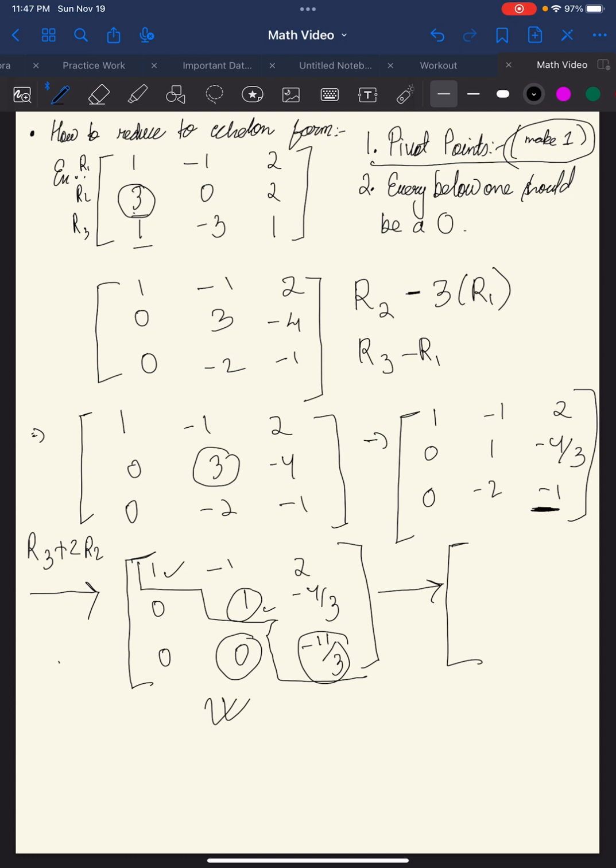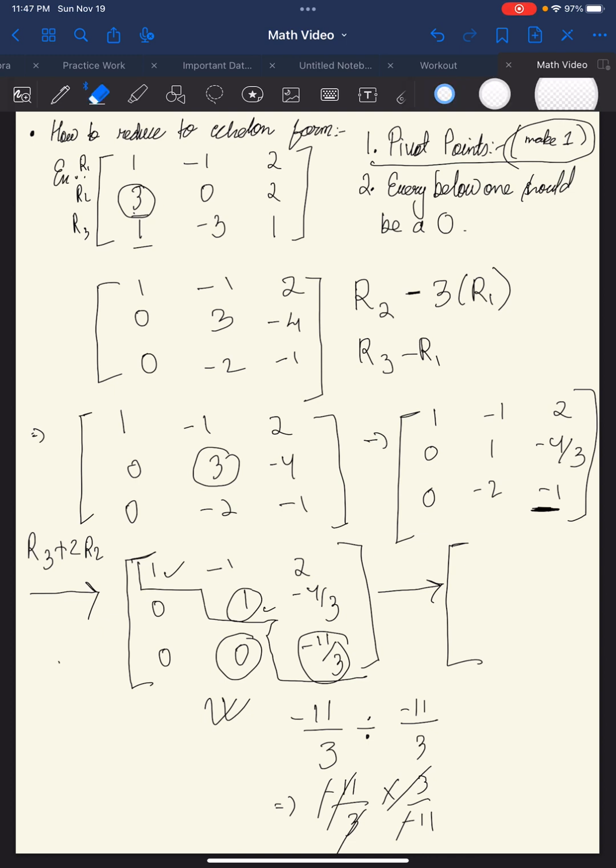So negative 11 over 3 should be divided by negative 11 over 3, which will give us 1. Sorry for my arithmetic mistakes. I'm pretty tired.